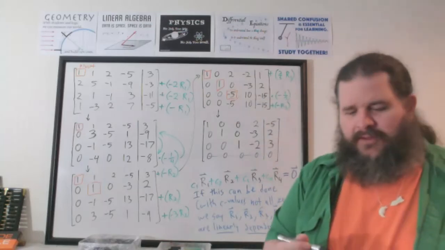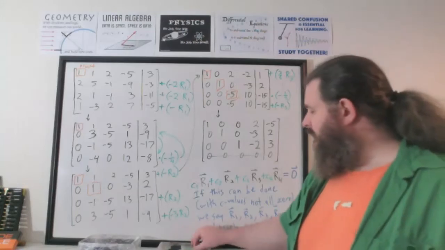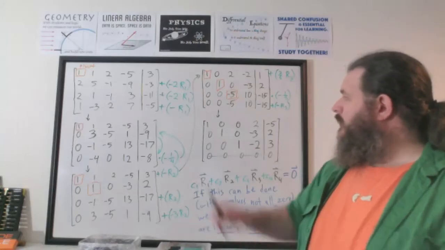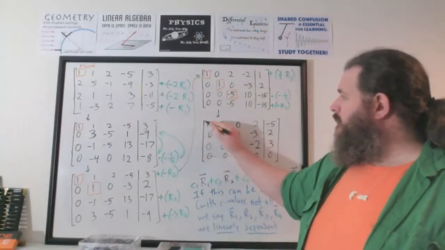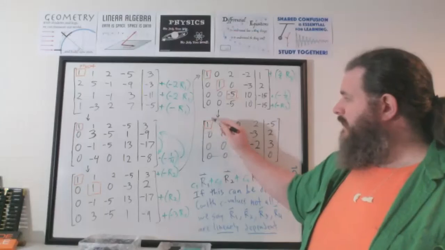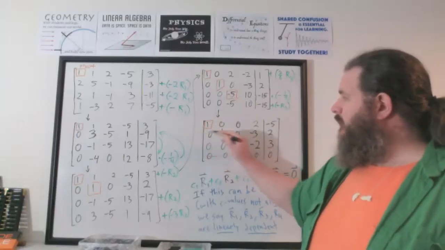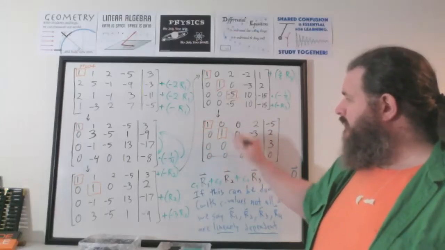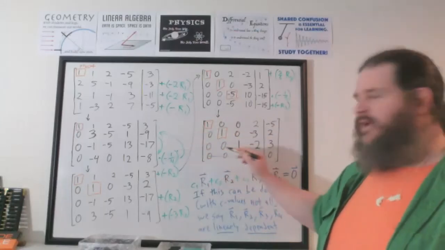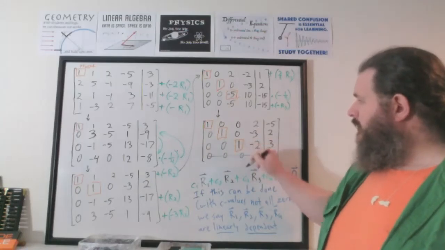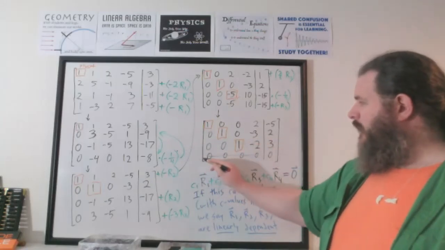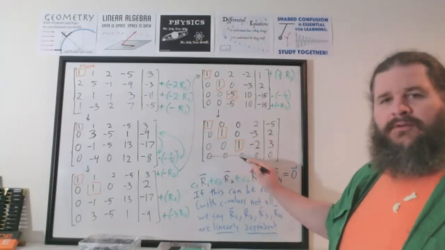And this is now fully row reduced. Because if you look at the pivots, first row has a pivot 1. That's 1 and alone in its column. Second row pivot is 1 and alone in its column. Third row pivot is 1 and alone in its column. And fourth row, where's the pivot in the fourth row?